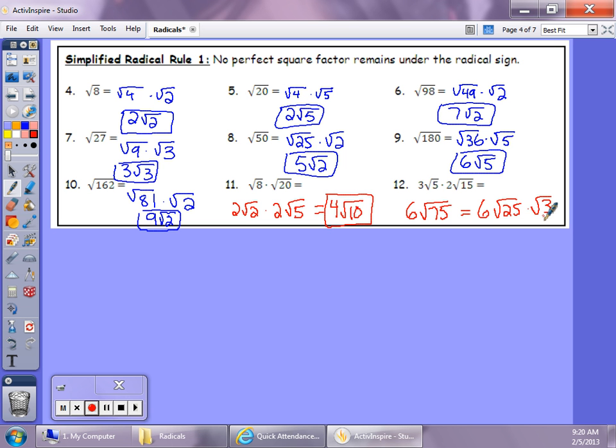So we can actually simplify this one step further. So we know that the square root of 25 is 5. And now that we have 6 and 5 outside the root sign, or outside the radical, we can now multiply and simplify this into 30 root 3.